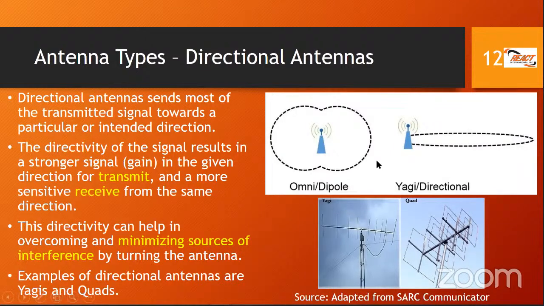Now, the directivity of a signal results in gain in the given direction for transmit, and you also are more sensitive on the receive side. So that's what happens when you use a directional antenna. Notice where we have an omnidirectional antenna as before, the signal goes in all directions. It goes east, west, north, and south, and so on. But for the directional antenna, I want my signal to go in one direction. So my signal will be concentrated, most of it going in this direction. Therefore, the signal should reach further, and we call that gain.